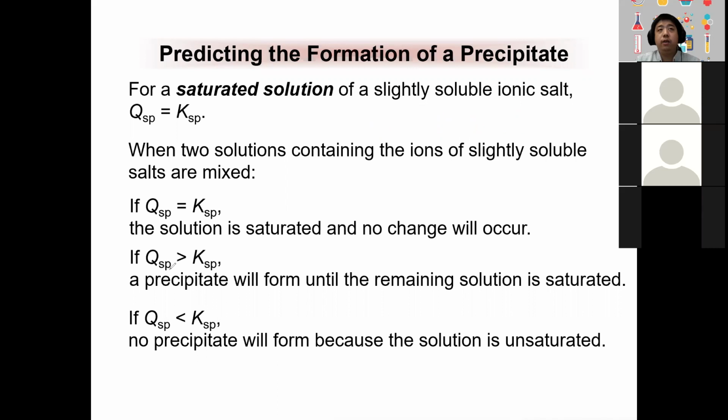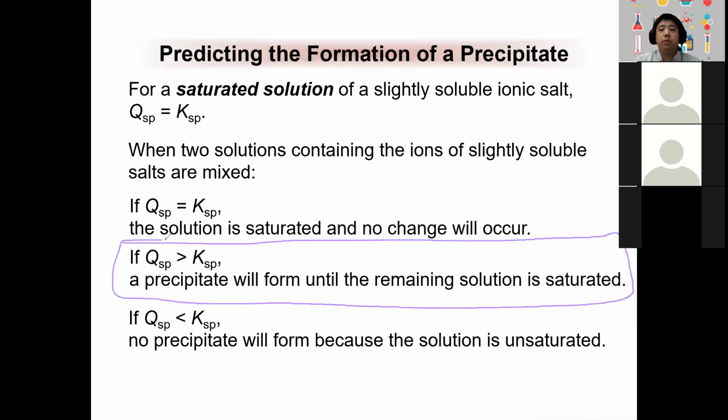So out of all these scenarios, only this one right here. When Qsp is greater than Ksp, a precipitate will form. So I'm going to go ahead and just write this as an example. I have some kind of solid here. It breaks into two aqueous ions. When Qsp is greater than Ksp, which way does this reaction shift? Left or right?